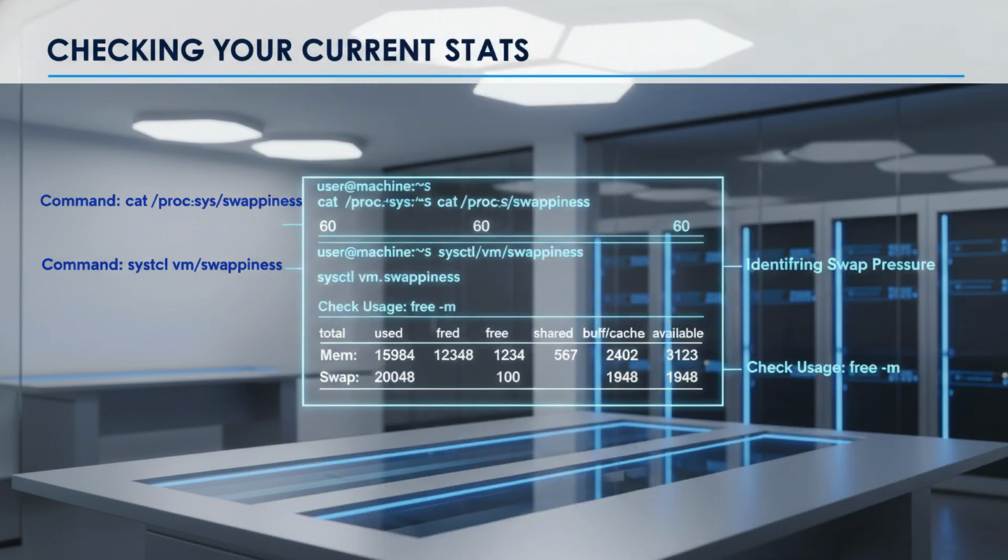Before making changes, you need to know your current configuration. You can check your swappiness value using the command line. Use cat /proc/sys/vm/swappiness or sysctl vm.swappiness. Additionally, use the free -m command to see how much swap is currently being used. If you see high swap usage despite having free RAM, it's a clear sign that your swappiness value is too high for your workload. Monitoring these metrics is a routine task for any entrepreneur managing their own scalable infrastructure.